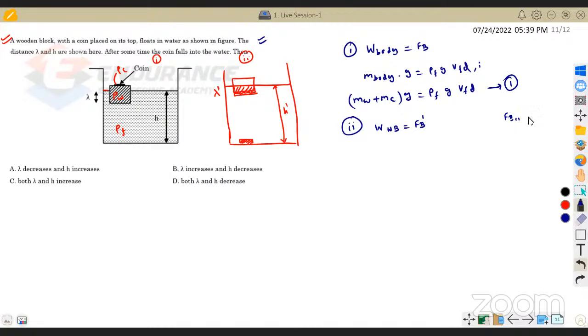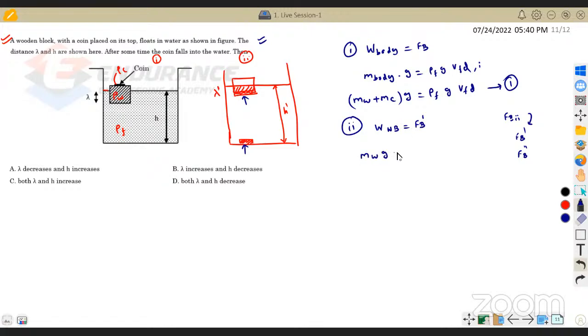If you consider the second case, we will have two buoyancy forces. One is FB dash, the buoyancy force acting on the wooden block. Another is the buoyancy force acting on the coin, which I will take as FB double dash. One is the buoyancy force acting on the completely submerged body, and the other is the buoyancy force acting on the floating body. We can equate the weight of the wooden block, the floating body, to the buoyancy force because it is still floating.